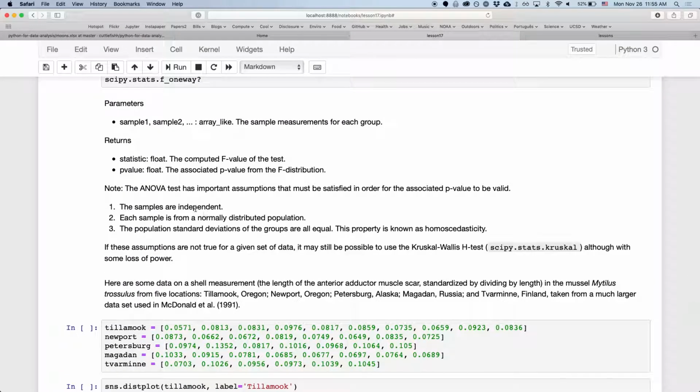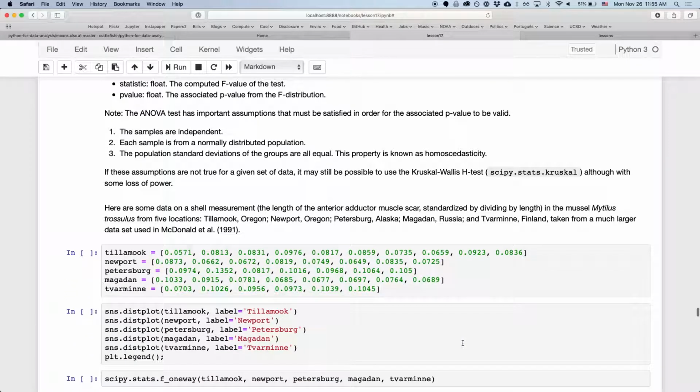It assumes that the samples are independent, that the samples come from a normally distributed population, and that the standard deviations of the groups are equal, which is known as homoskedasticity. So if these assumptions are not true, you may be able to do a Kruskal-Wallis test, which is this function kruskal, but I won't cover that today.